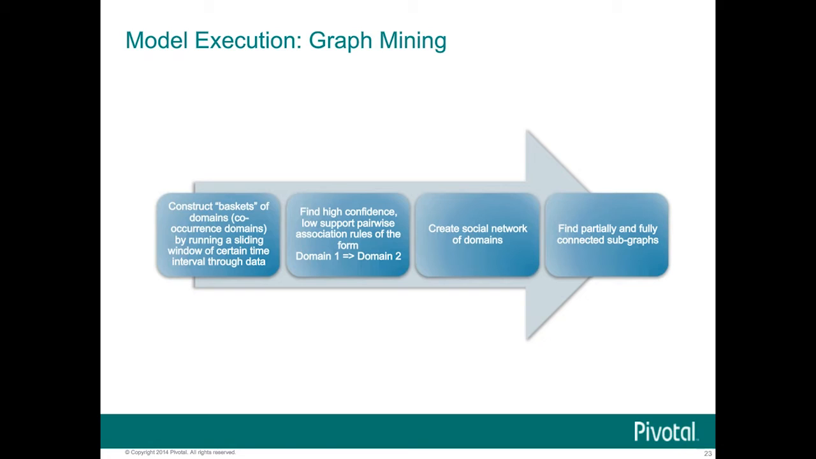The main difference between sequential pattern mining in the previous approach and this association rule mining is that here we mostly concentrate on pairwise associations. The reason for that is that once we have those associations, we create a social network of those domains, which will become clear once I talk more in detail. Then from the social network, we find partially and fully connected subgraphs.